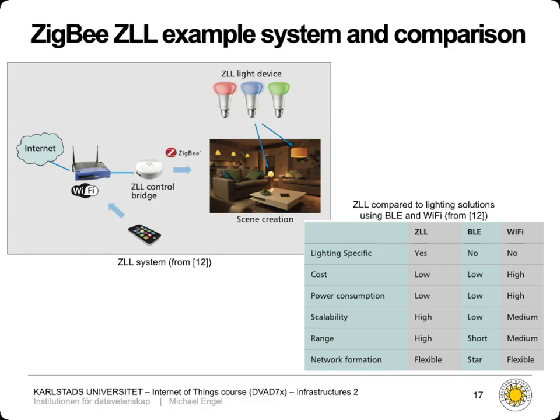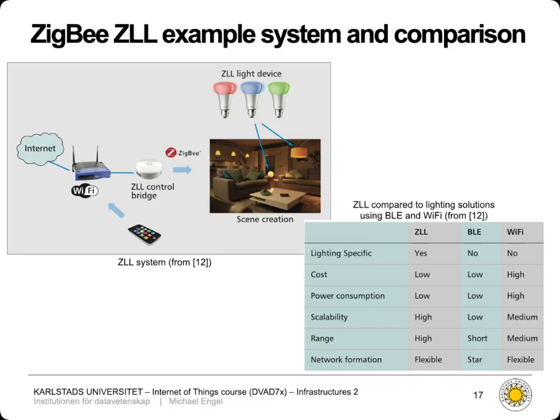Then you can have an app on your mobile phone to communicate with the ZLL control bridge, and the ZLL control bridge translates all the information coming from your phone, either via a web browser or via a specialized app, into the ZLL packets required to configure your lights. So this is very convenient, and on the lower right-hand side we have a comparison of ZLL to other technologies that might be used for home automation like BLE, Bluetooth Low Energy, and Wi-Fi.